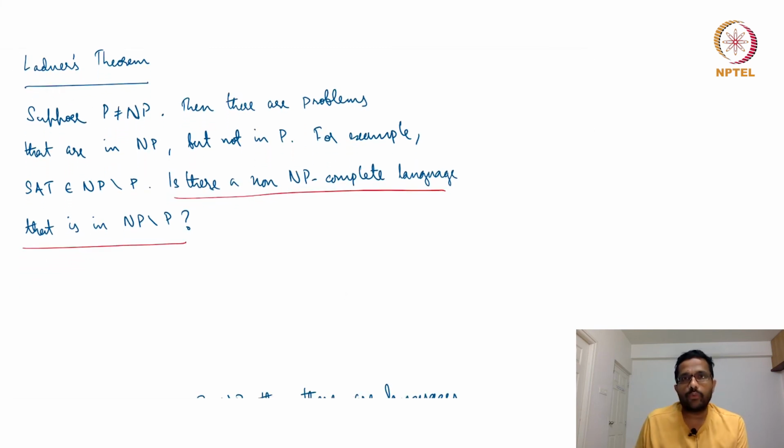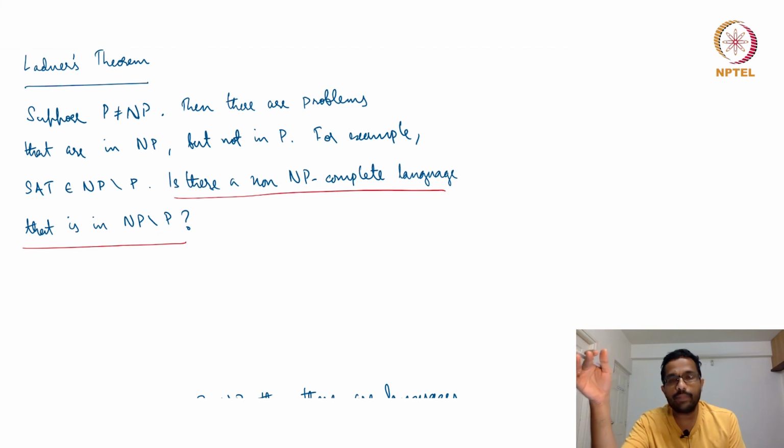So we already know that P versus NP is a big problem. It's a big open question, right? We do not know whether P is equal to NP or whether P is a strict subset of NP. So now the question is, suppose P is not equal to NP. What are the problems that are in NP but not in P?